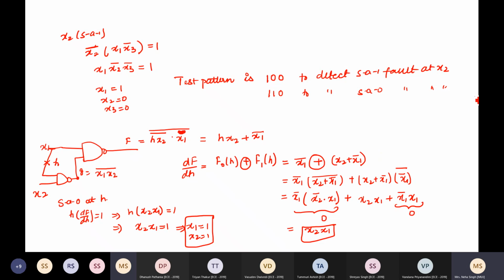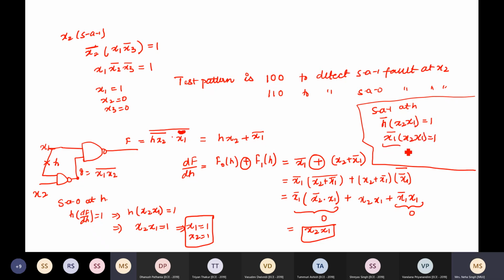Now to detect stuck at 1 fault at h, I should put h bar into the Boolean difference, which is x2 x1 equal to 1. H is nothing but x1. So this means x1 bar x2 x1 should be equal to 1. This is never true because x1 bar into x1 can never be equal to 1, which simply means stuck at 1 fault at h is undetected. There is no test pattern which can detect the stuck at 1 fault at h.